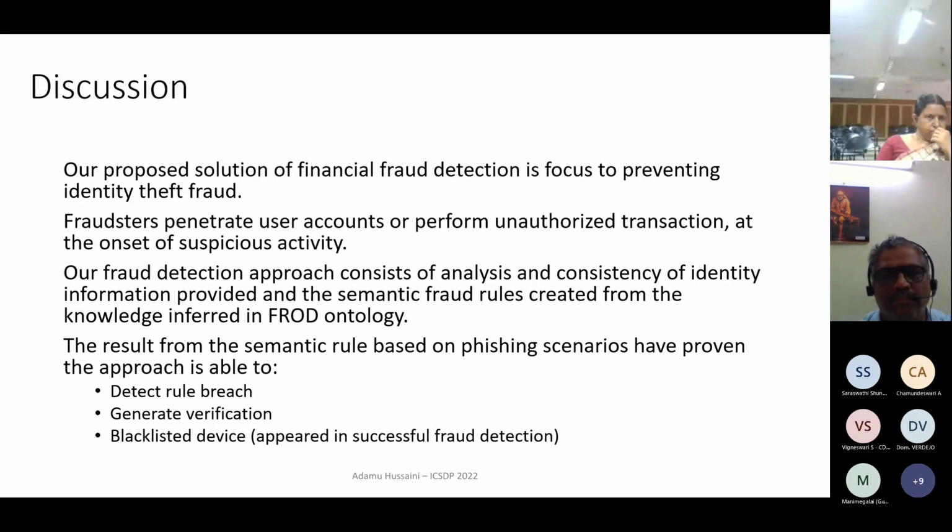Okay, so in this proposed approach, we try to prevent unauthorized activity in a user account by detecting some unusual behavior based on the knowledge we extracted from our already existing ontology that we built, that is the fraud ontology. We check if there is a breach in the rule, and if there is a breach, we generate a verification. And then if the user confirms that the activity is unauthorized, then we blacklist the device that tried to perform the unauthorized activity.